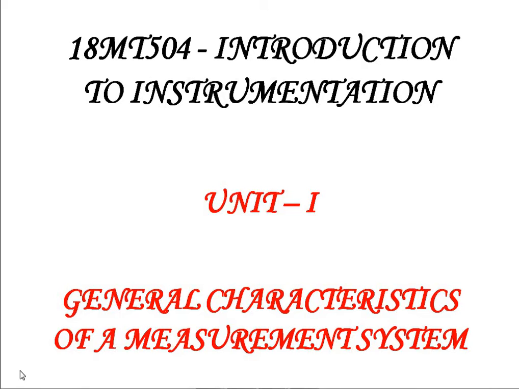So the subject code is 18MT504, and the first unit is general characteristics of a measurement system. In this first unit, we'll be talking about the measurement system and about the transducers, different types of instruments, and the errors and responses on the various physical variables of this. So straight away, let us move on with the first topic for today.